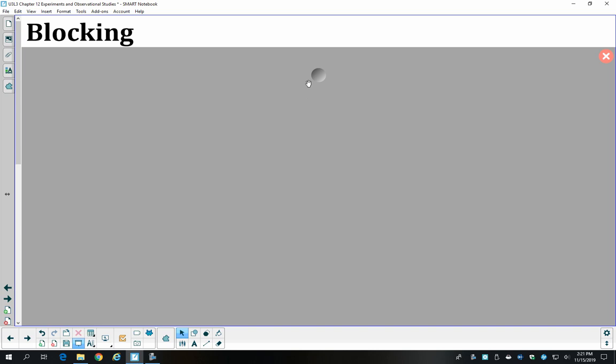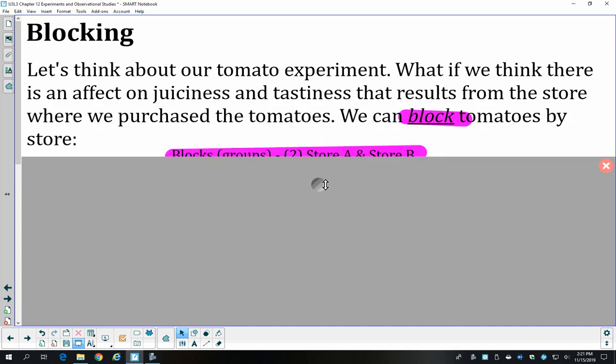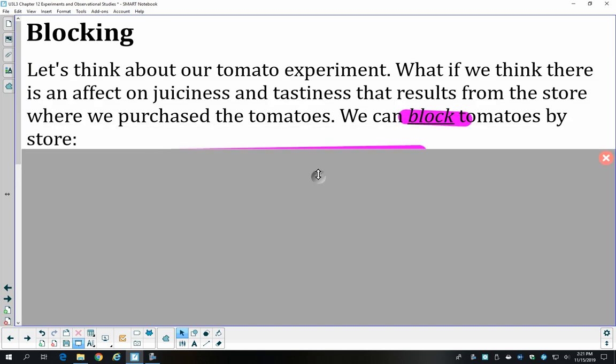Another thing we can do is we can block. So I would liken it a little bit to stratifying, where we can break things into groups because they have some sort of characteristic in common. And so back to our tomatoes, what if some of our tomatoes come from one store and some of our tomatoes come from another store, and we think that the tomatoes from one store might be affected in their juiciness and tastiness in a way that the tomatoes from the other one are not. So what we want to do is block them by store.